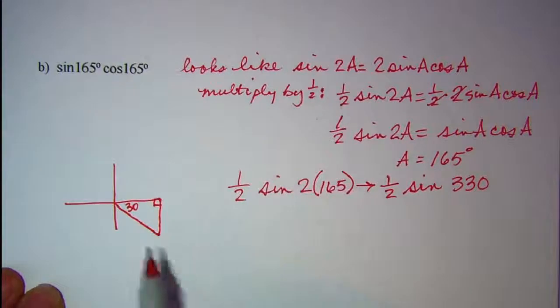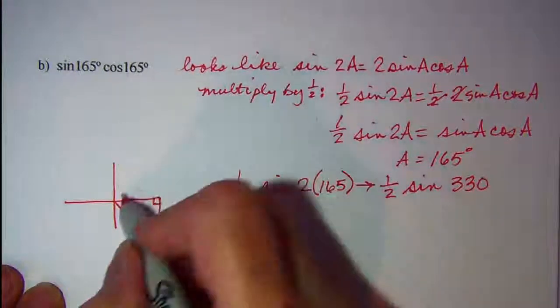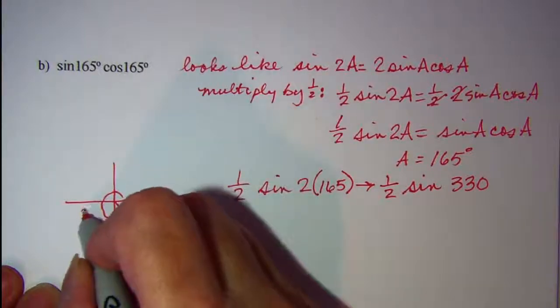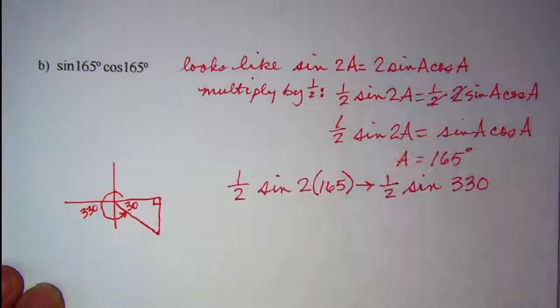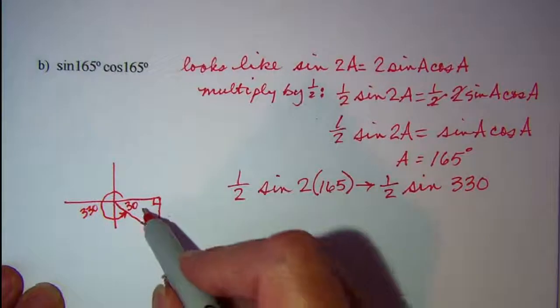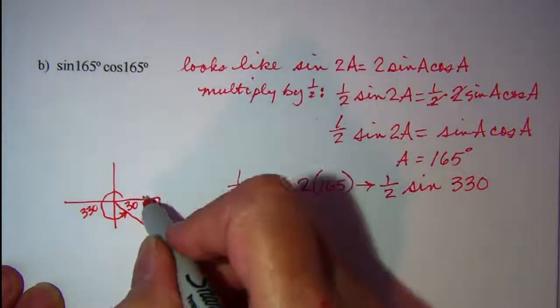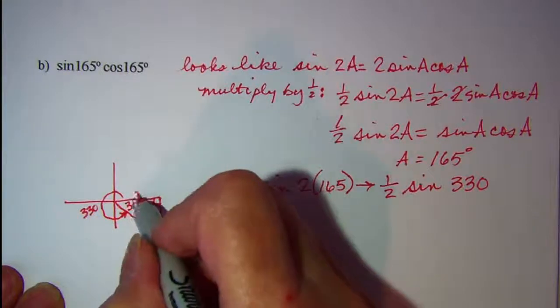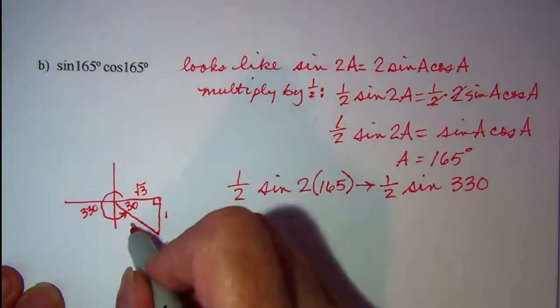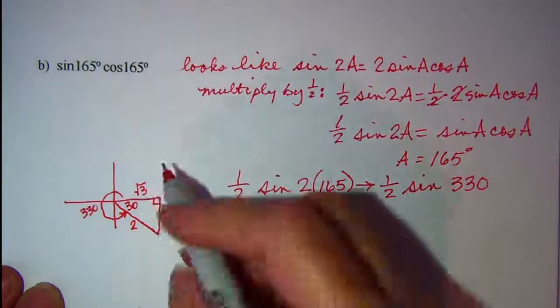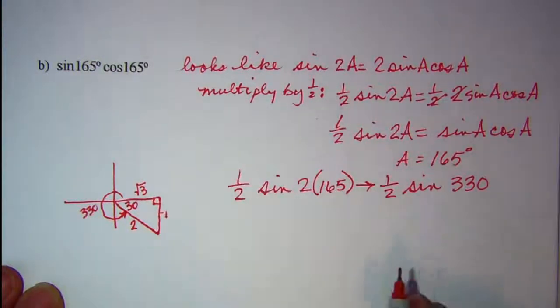a reference triangle that looks like this. 330 is around that way. And we know that on this reference triangle across from the 30 is 1. Across from the 60 is a root 3, and the hypotenuse is 2. And then anything below the x-axis is going to be a negative.